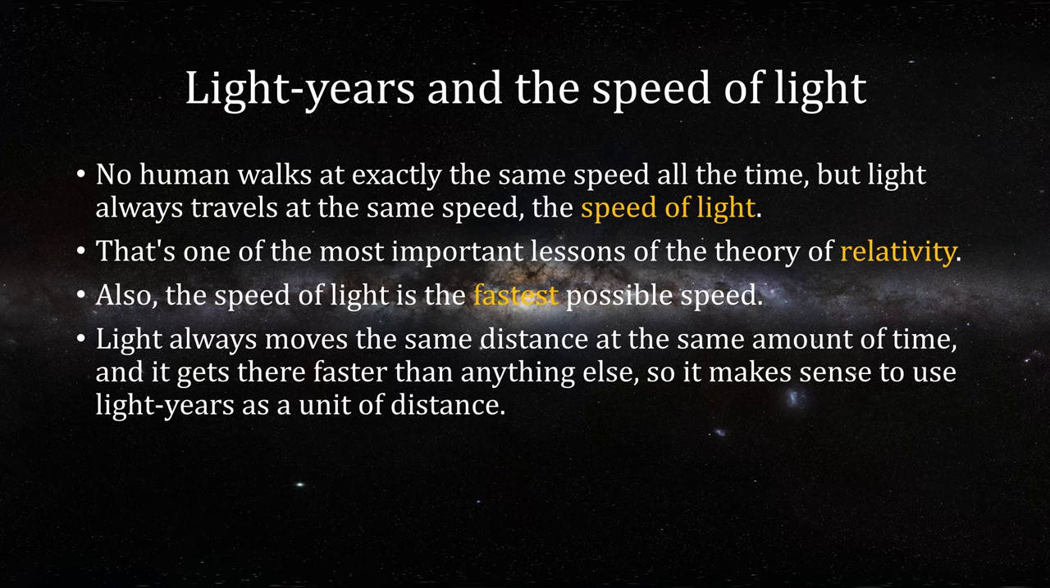Now, no human walks at exactly the same speed all the time, but light always travels at the same speed, the speed of light. That's one of the most important lessons of my field of research, the theory of relativity. Also, the speed of light is the fastest possible speed. So, light always moves the same distance in the same amount of time, and it gets there faster than anything else, so it makes sense to use light years as a unit of distance. Just to be clear, we use light years as a unit of distance because we know that in 1 year, light anywhere in the universe and any kind of light will always move the exact same distance. That lets us define a precise distance that is constant and call it a light year.